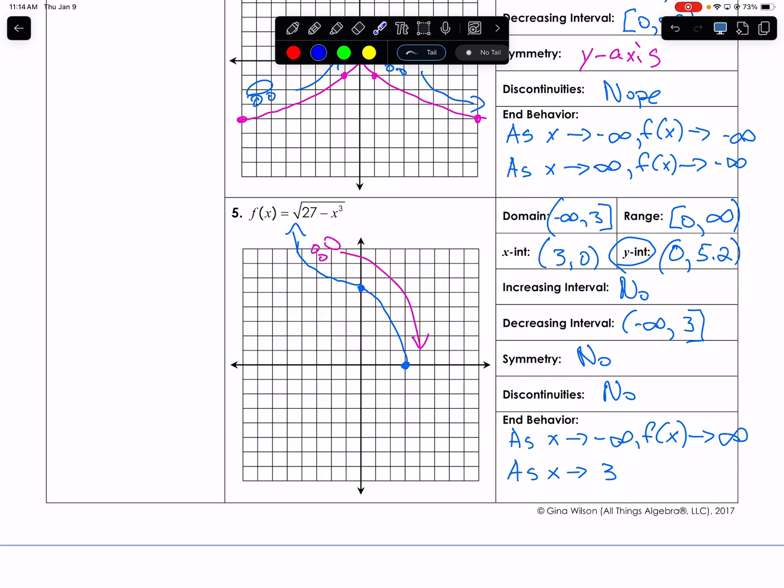So as x goes to negative infinity, yeah, they do go up forever. That's what we wrote right here. But then we go this way, as x goes to 3, that's why there's 3 there. What does y do? It's stopping at the x-axis, which is 0. It should be 0. And she says infinity.